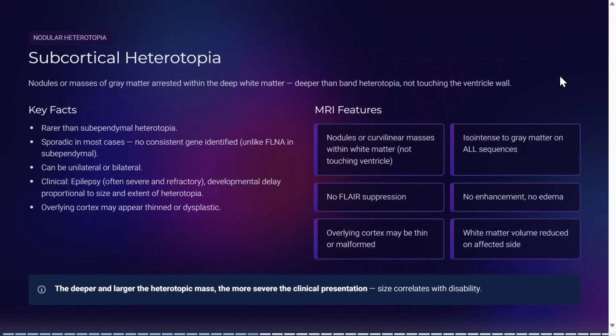It was unilateral in our case. Epilepsy is the presenting feature, and the overlying cortex may appear thin or dysplastic. So these could be nodules or curvilinear masses within the white matter, not touching the ventricles. Isointense to gray matter, no enhancement, no FLAIR suppression. Overlying cortex may be thin or malformed, and white matter volume can be reduced on the affected side.